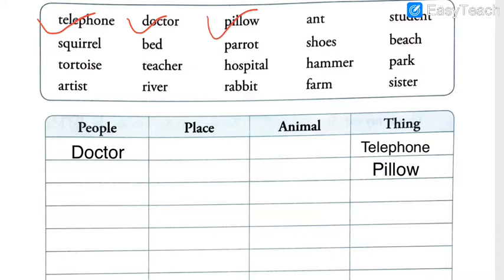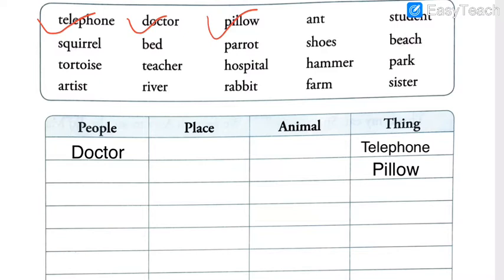Now moving on to the next word, ant, A-N-T, ant. And I definitely know that you all know the meaning of ant. It can be red or black in color. So obviously it is not a thing.